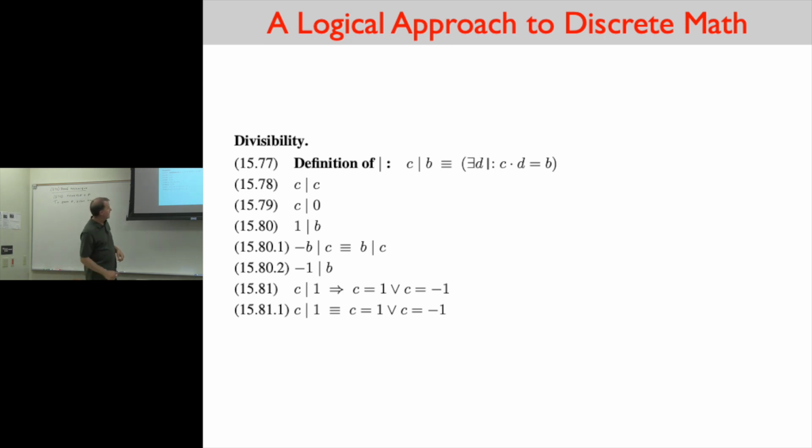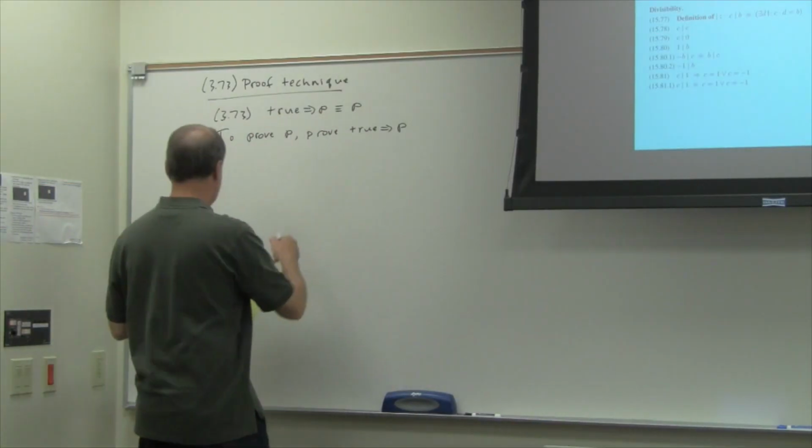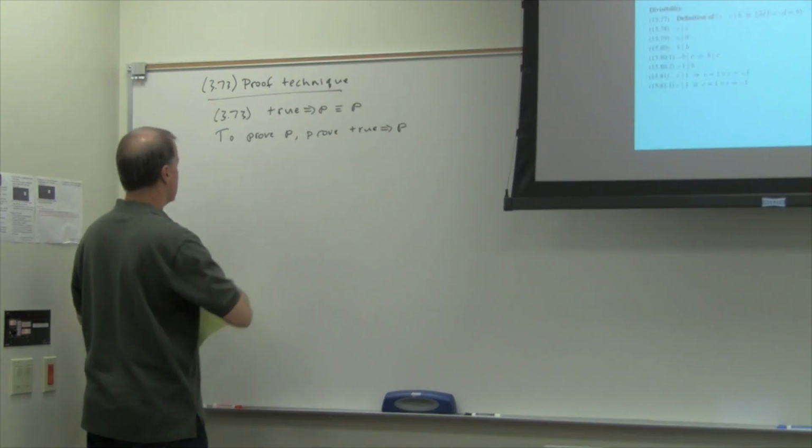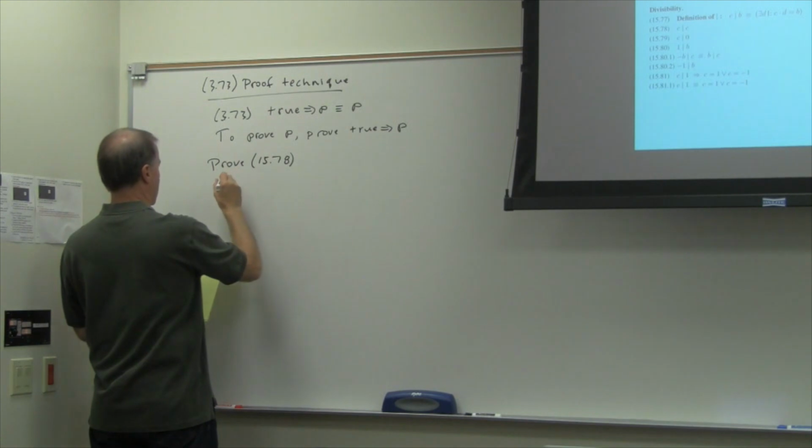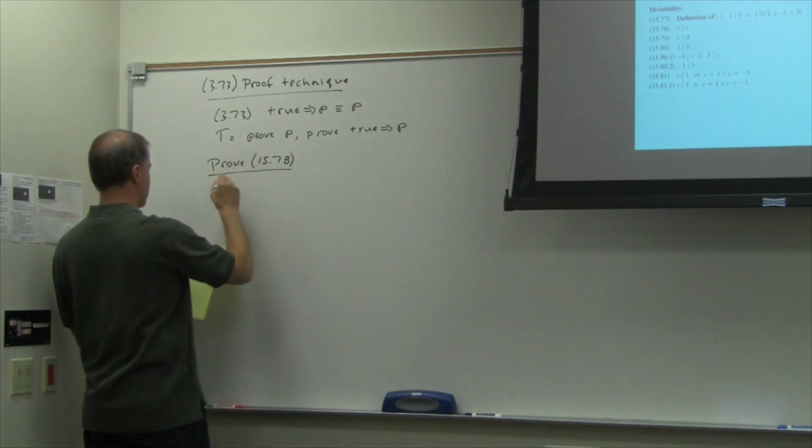Now, do we prove 1577, yes or no? No, because it's a definition. 1578, however, is a theorem: C divides C, right? So we're going to prove 1578, but we're going to use this technique.